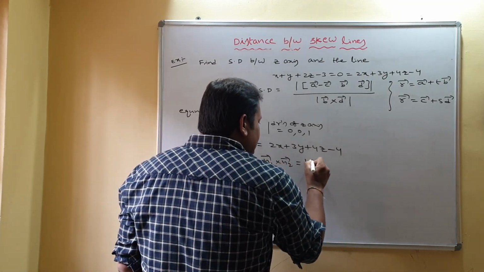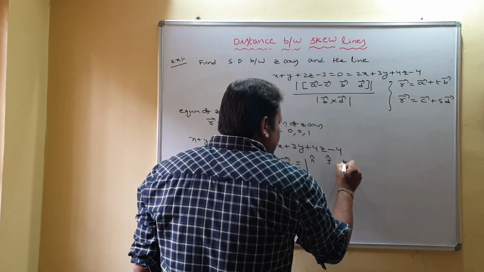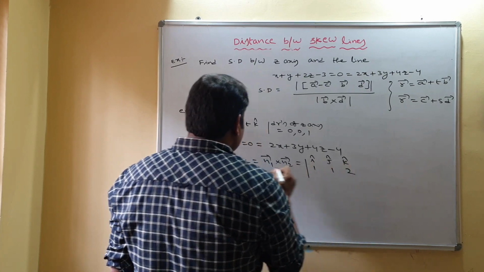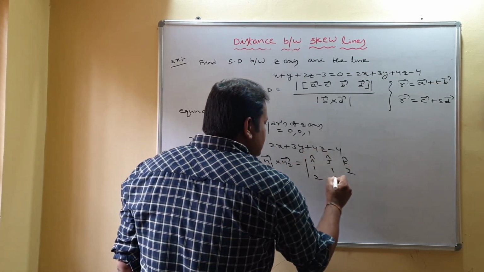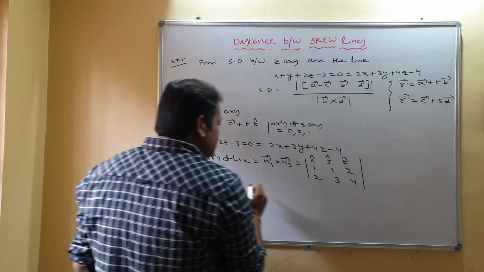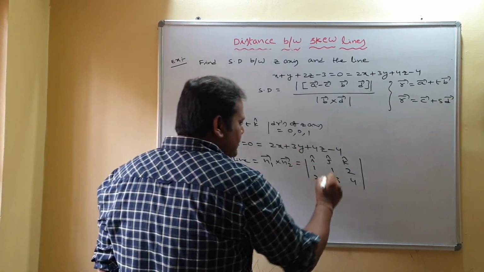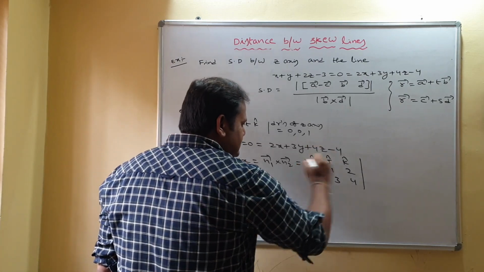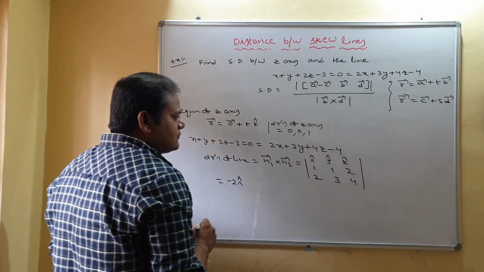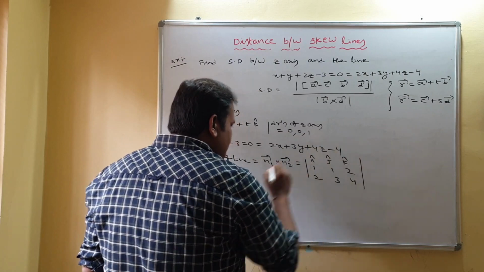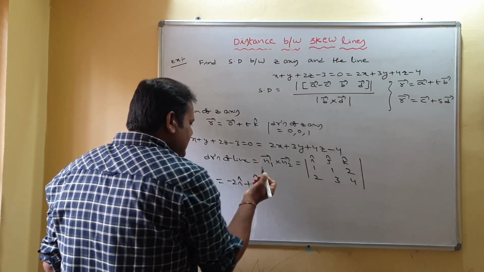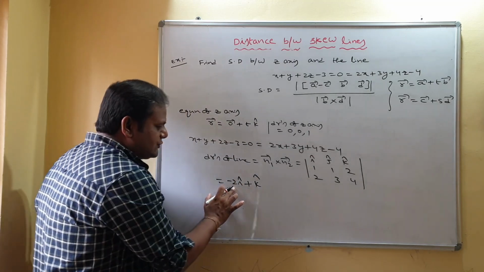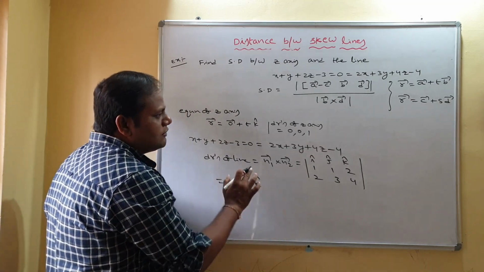So, you take the determinant of i cap, j cap, k cap; n1 bar, which is 1, 1, 2; and n2 bar, which is 2, 3, 4. Just evaluate it. i cap into 4 minus 6, so minus 2 i cap, minus j cap into 4 minus 4, which is 0, plus k cap into 3 minus 2, which is 1, so it is k cap. So here we got the DRs: minus 2, 0 and 1.